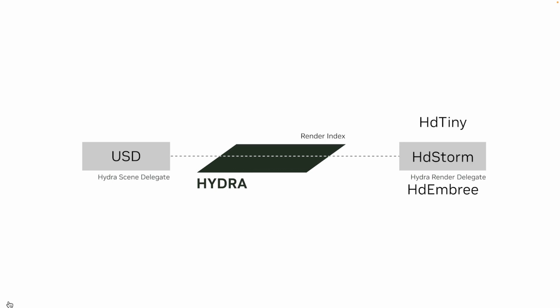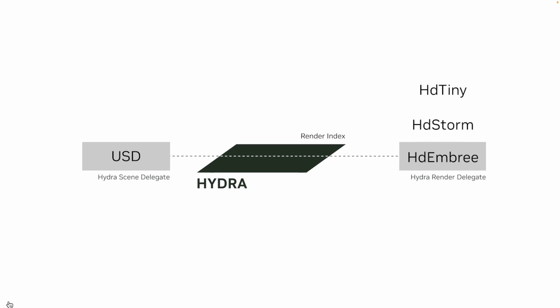OpenUSD ships with HD Storm, a real-time rasterizer render delegate with OpenGL, Metal, and Vulkan implementations. HD Storm is leveraged by USD View and many other tools. Hydra also ships with HD Tiny and HD Embry, which can be used as examples of how to implement render delegates. Understanding Hydra enables efficient and flexible rendering of complex 3D scenes.